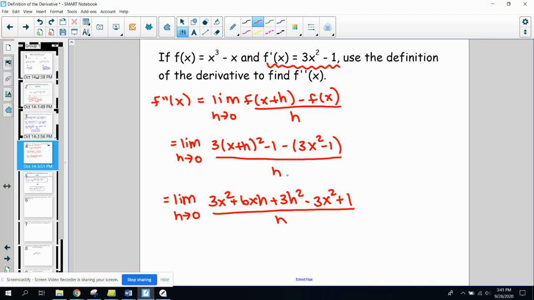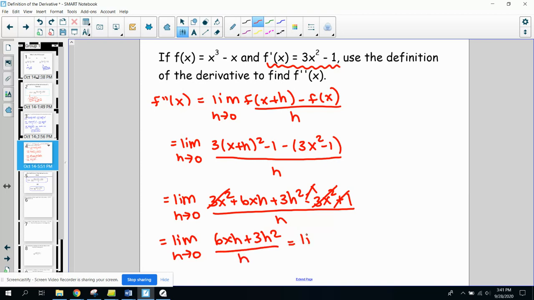And oops, I forgot this. Minus 1 over here, sorry. So this minus 1 I left out. My bad. Okay, so the negative 1 here and this positive 1 here cancel out. This 3x squared and this negative 3x squared cancel out. So I have the limit as h approaches 0 of 6xh plus 3h squared over h.